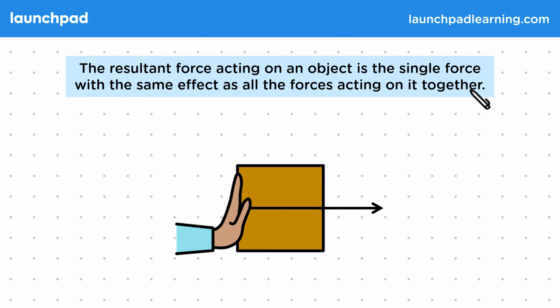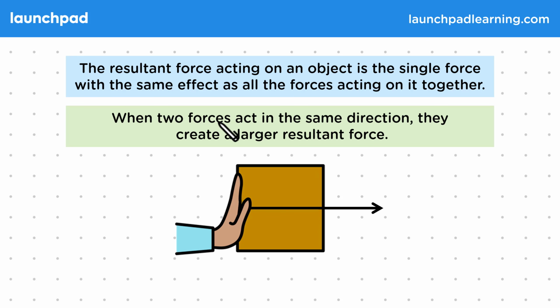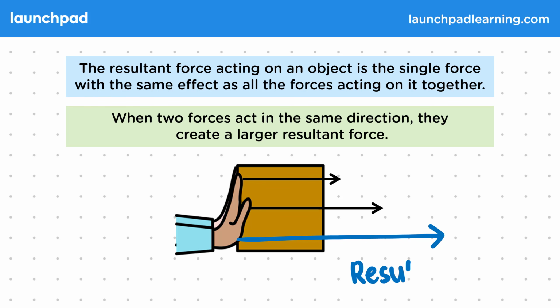acting on it together. So when two forces act in the same direction, they create a larger resultant force. So if we also have a second person pushing the box, this gives a larger resultant force, as the two people are pushing with a combined force.